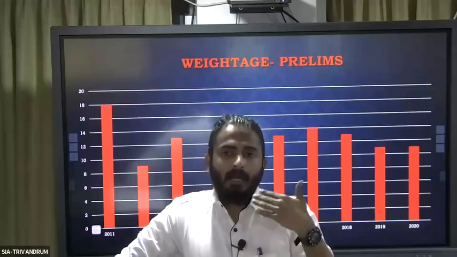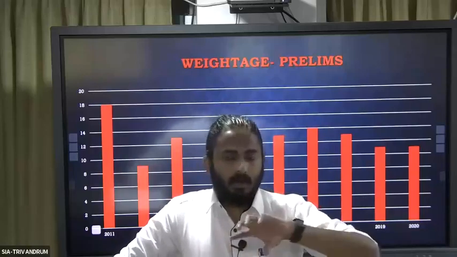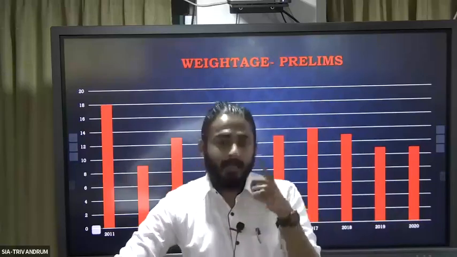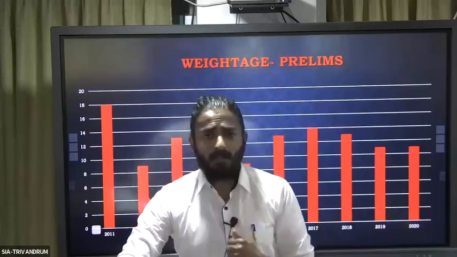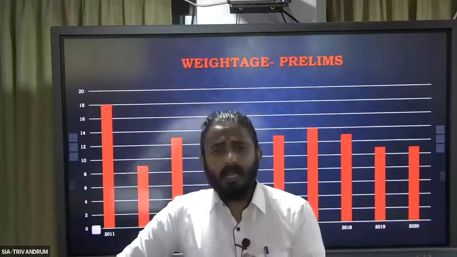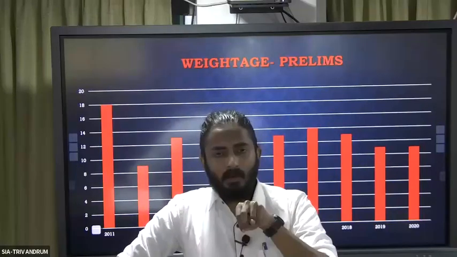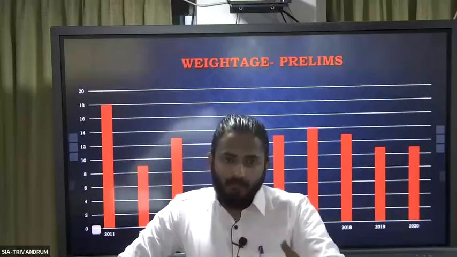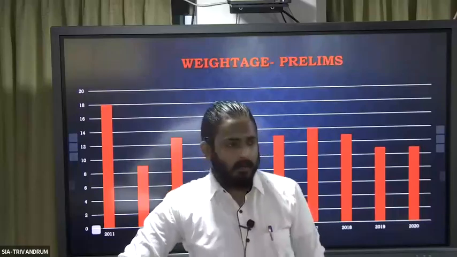Add environment, agriculture, and science and technology related to all this, and questions can go up to 30. This is important. The problem with these questions is that polity questions come from Lakshmikant, history questions come from Spectrum, and you will be able to answer them. But science and technology questions, because you have not prepared thoroughly, you will not be able to answer. So this is one problem.